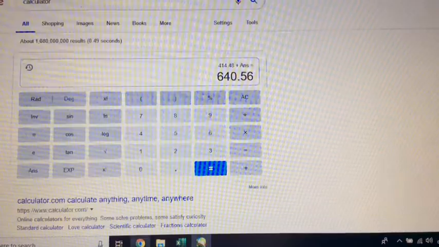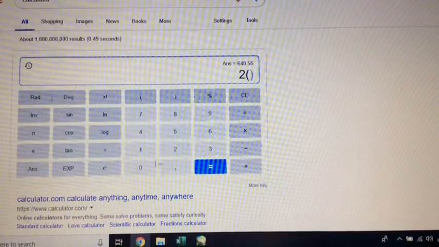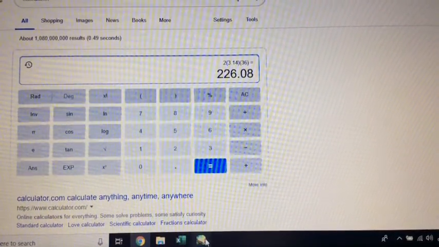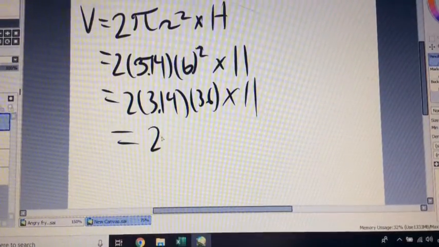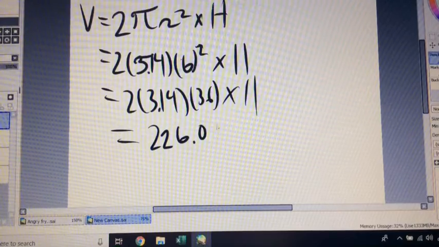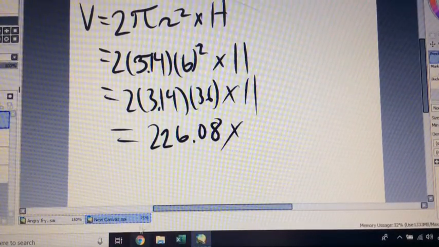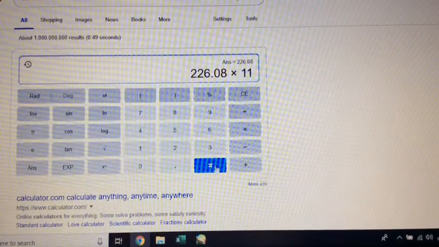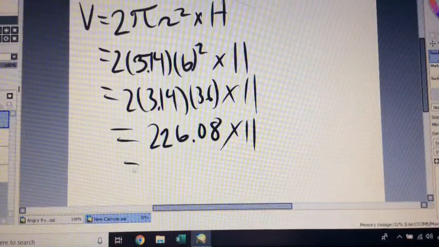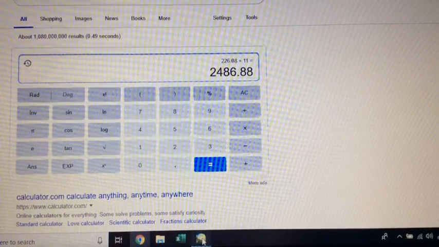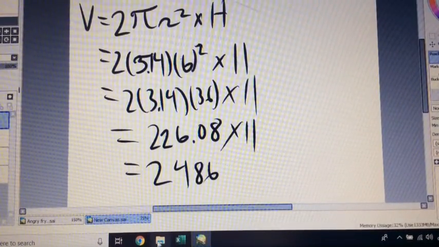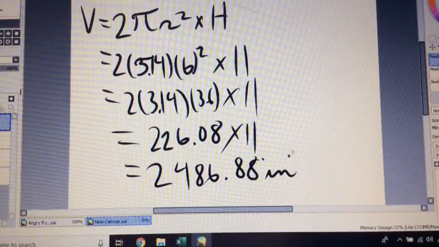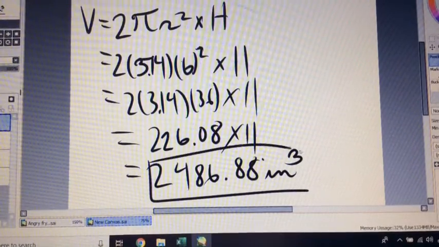So we're going to solve the first equation. 3.14 times 36 equals 113.04, and then times 11, and we have this really big number, 1,243.44, is our volume. What a big number.